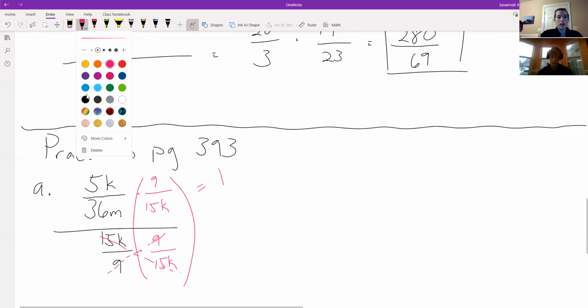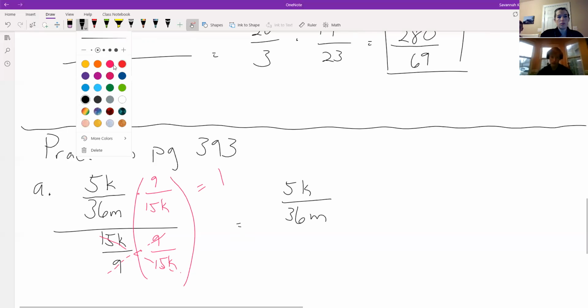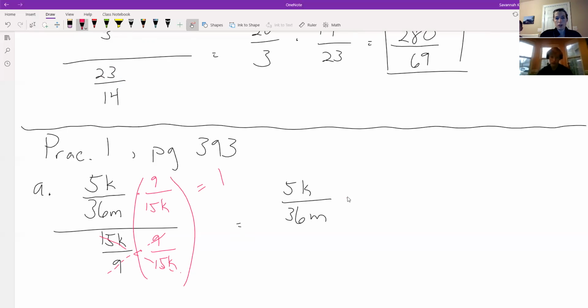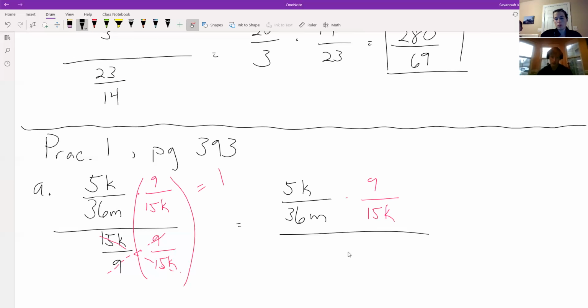So what I get in the next step, doing this the long way, I don't need to erase anything right now. Maybe later. Times 9 over 15K over 1 is what I've got right now. And we talked about how that 1 is unnecessary once you've gotten there.